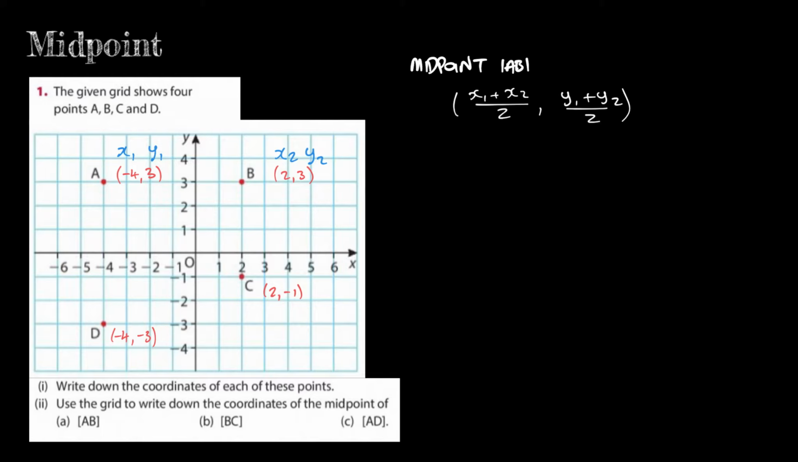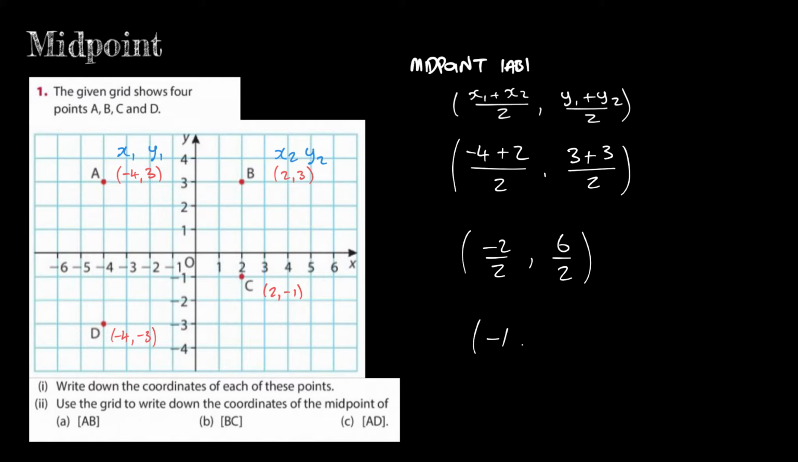So I'm going to fill in those values now. x1 is going to be -4 plus x2, which is 2, all divided by 2, comma y1, which is 3. All I'm doing is adding my y values, plus my second y coordinate, which is 3, and dividing that by 2. So that will give me negative 2 over 2, and that will give me 6 over 2. Negative 2 divided by 2 is negative 1. 6 divided by 2 is 3, sorry. So you can see there that point is going to be negative 1, 3.